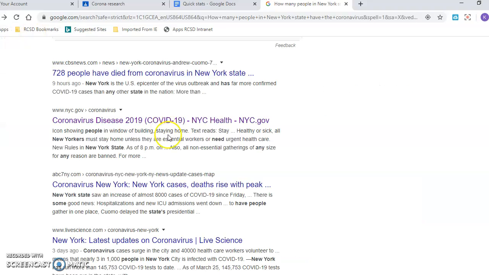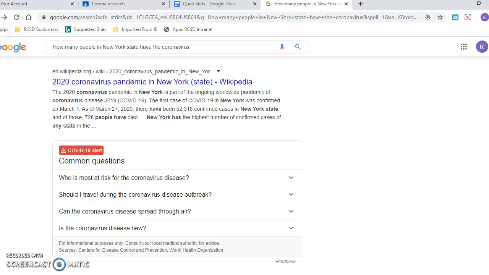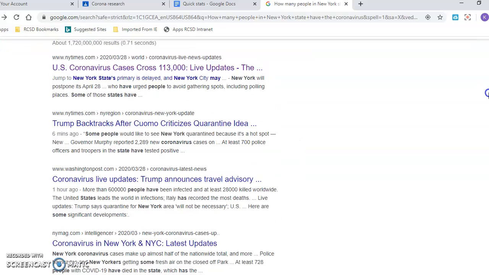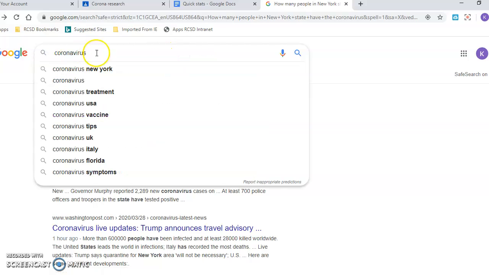I'm going to go back and look for another one. It tells me how many people died in New York State. This was 9 hours ago, so that's pretty recent, but I need to know how many people have it. So you know what? I'm going to just type in and see what happens: coronavirus, New York.